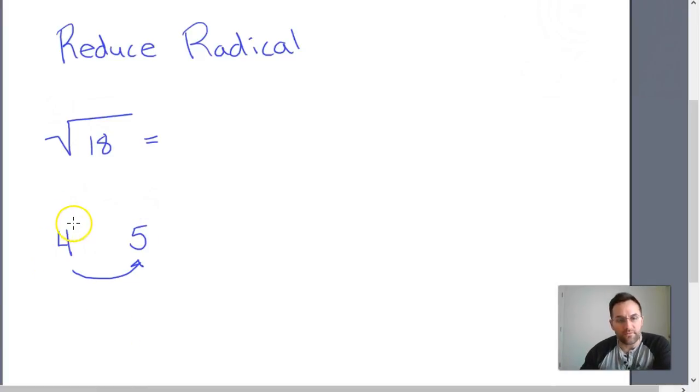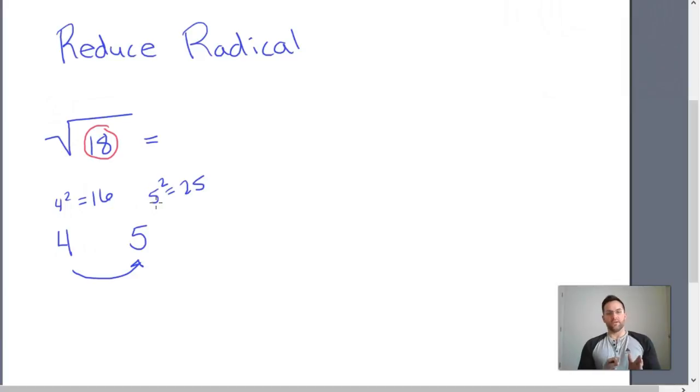So it's somewhere between 4 and 5 on the number line. We know that 4 squared is equal to 16, and 5 squared is equal to 25. What we're after is 18, something squared to give us 18. We know it's going to be less than 5 and greater than 4. But we can also discern something else.